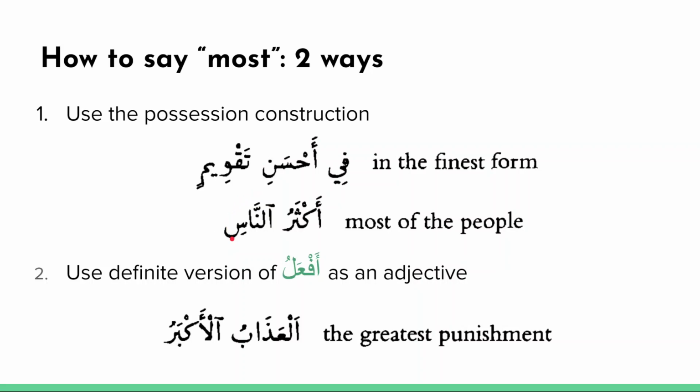Finally, there's a very different way to say most, and that is you just take the af'al and you make it definite. So you put an al at the beginning. And then you use it like a typical adjective, so it just appears right after the noun. So for example, al-adhabul akbar, the greatest punishment. Okay, now this akbar is the greatest. And the reason it's greatest is because it's the definite version, and it's acting like an adjective to al-adhab. And notice if you do this, then the noun and the adjective have to agree in all four of the criteria that we've talked about before.